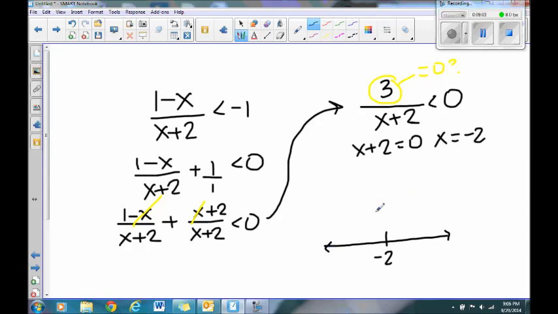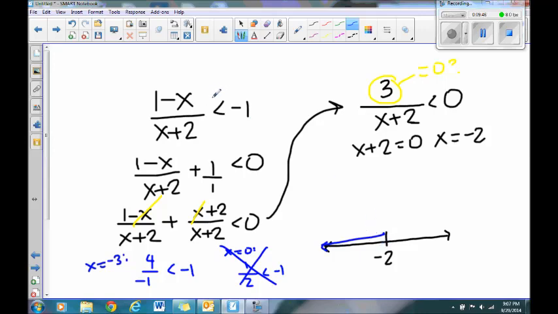So all I have to do is check on either side of that -2 and see where my solution set lies. So if x equals -3, up here 1 minus -3 is 4. -3 plus 2 is -1. And this says -4 is less than -1, which is true. So I know I'm down here. If I check to the right of -2, I'm going to pick 0. And it says 1 minus 0 on top over 0 plus 2 on the bottom. It says 1/2 is less than -1, which is not true.